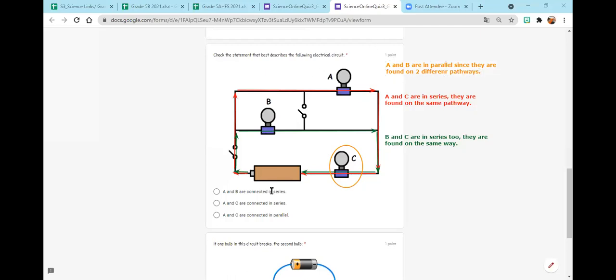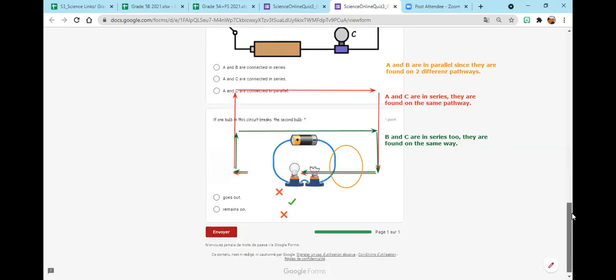Which one is found in the choices? Are A and B in series? No. Are A and C in series? Yes. The answer is the second one. A and C are in series.